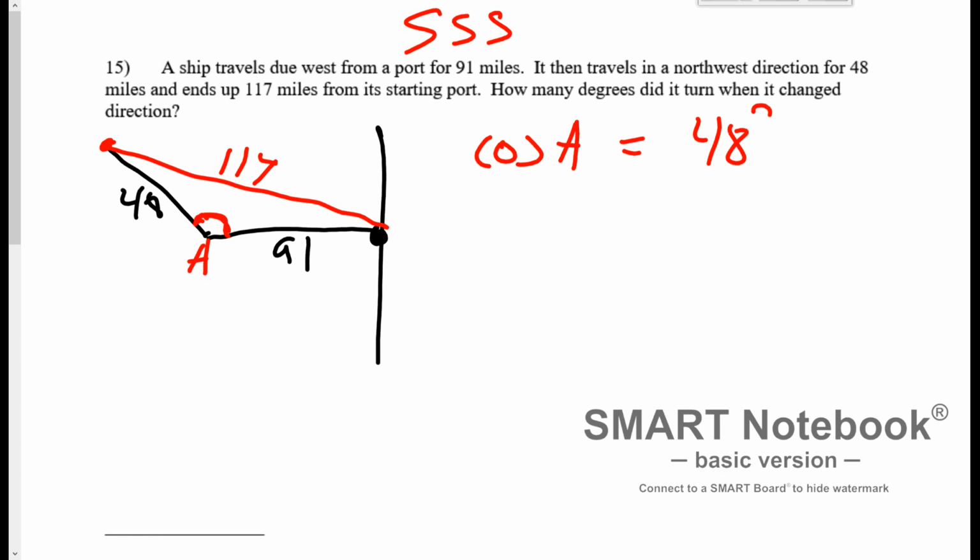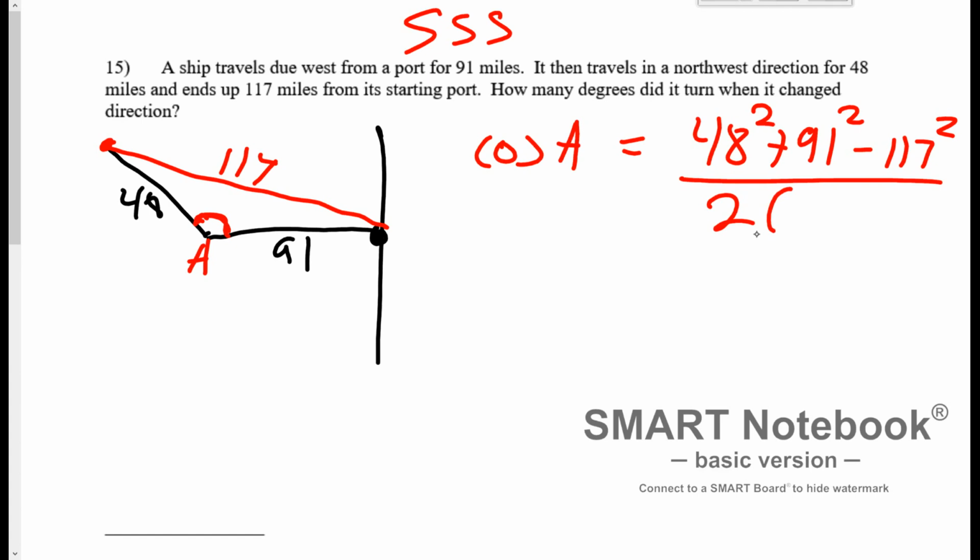I take the two sides that are not opposite of the angle that I'm trying to find. So the side opposite of the angle I'm trying to find is 117. So I would subtract that from the other two squared, which are being added together. So I'm going to square all three sides, but subtract the side opposite of the angle I'm trying to find, divided by 2 times those two sides that are not opposite of the angle I'm trying to find.